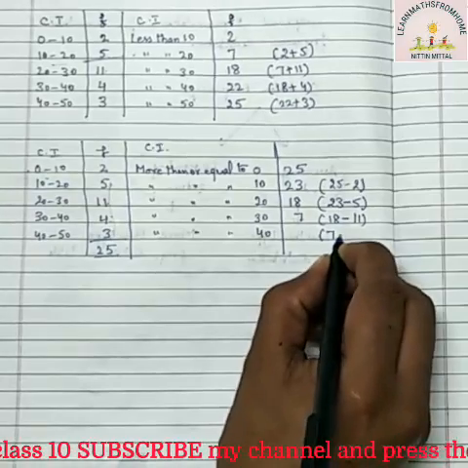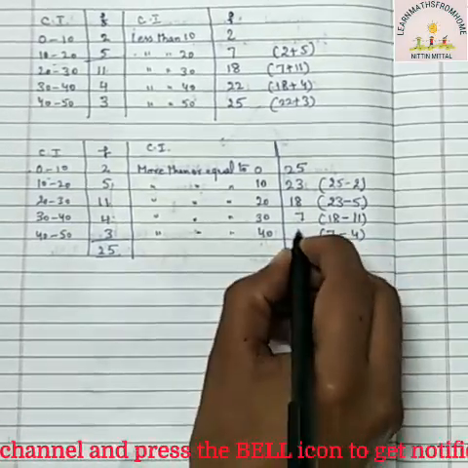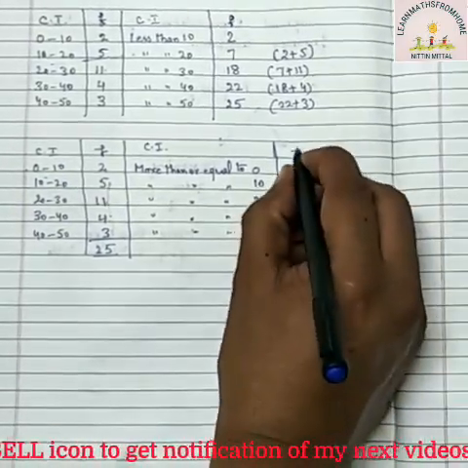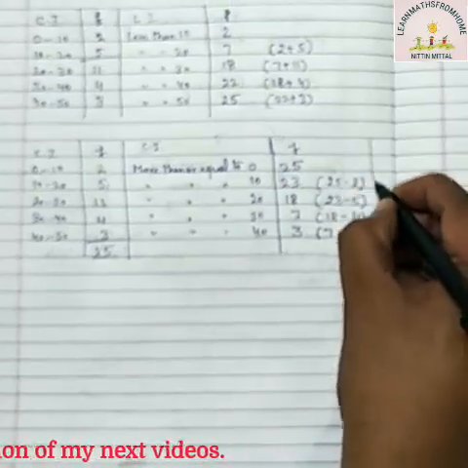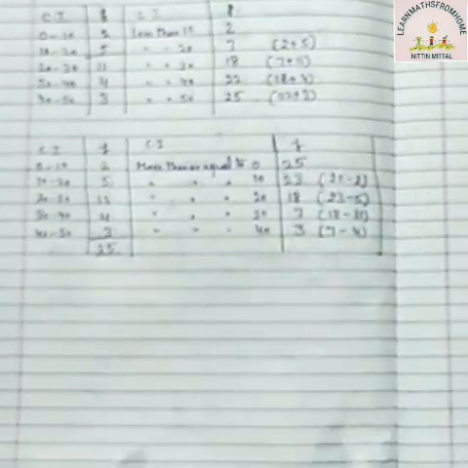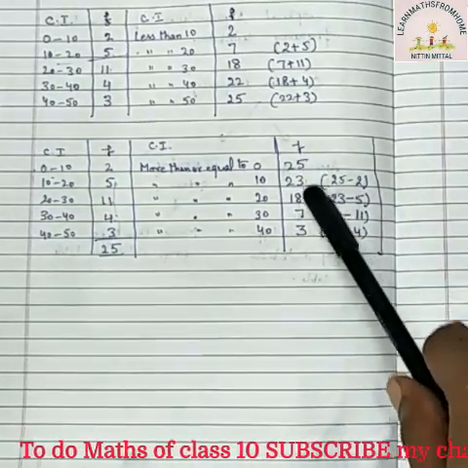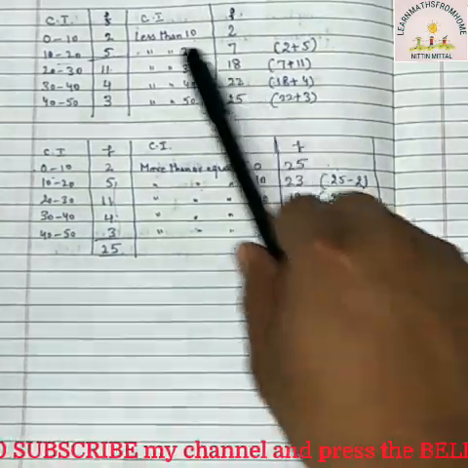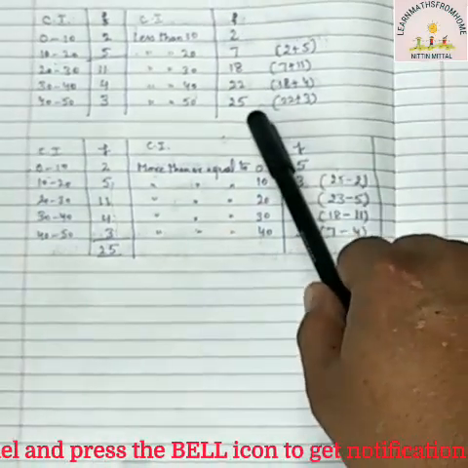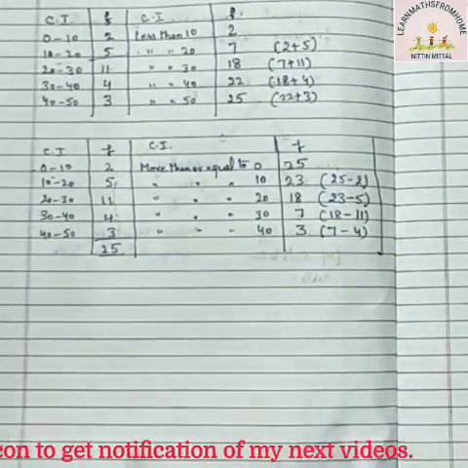And next is 7 minus 4, 3. So this will be the frequency. So this frequency is cumulative frequency. Now in this case, you see cumulative frequency is in decreasing order, whereas in less than type it is in increasing order, right? This is one thing.